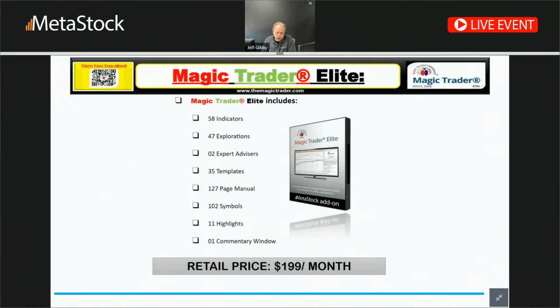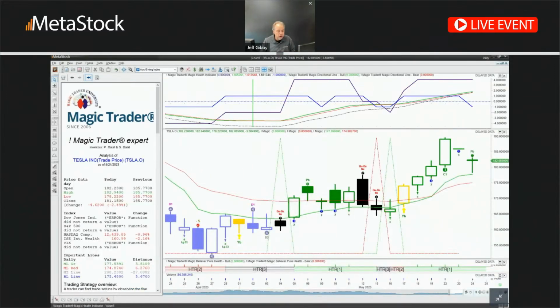I just want to show you a little bit about the product and what you can expect to see out of the box before we talk about some of the other training. So let me jump into MetaStock right here. This is a chart of Tesla. Tesla's had a nice little run up recently. I think from right here to about right here, it's run up about 20%.